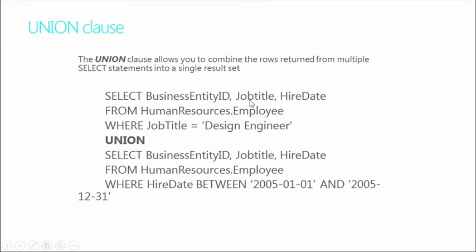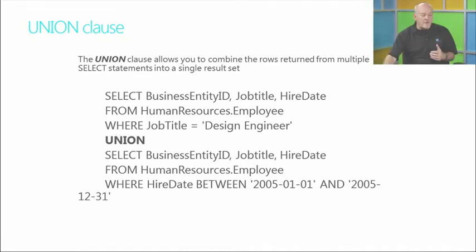We're selecting that from the employee table, where we're still supplying a job title where clause, where job title equal design engineer. Now we want to union that. I don't want to use the word merge because there's an actual statement merge. We're going to take that content and we're going to have content from the second select statement. Again, the columns have to match, business entity ID, job title, hire date, from the employee table, where hire date between January 1st, 2005 and December 31st, 2005. These dates are weird for me. I'm not used to having the year first.